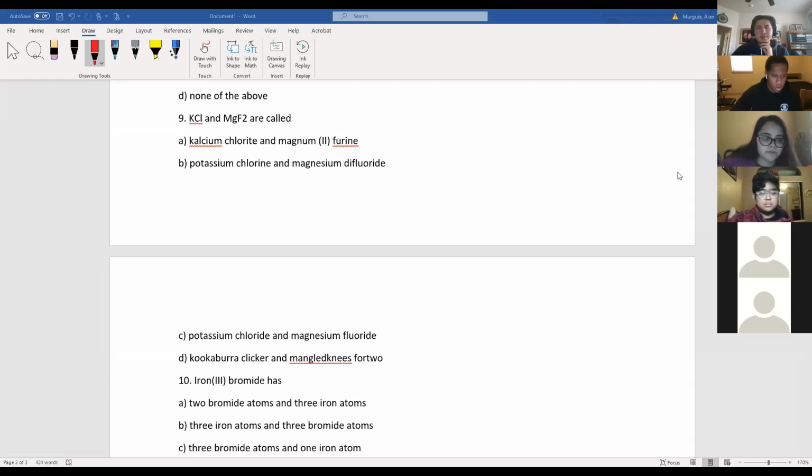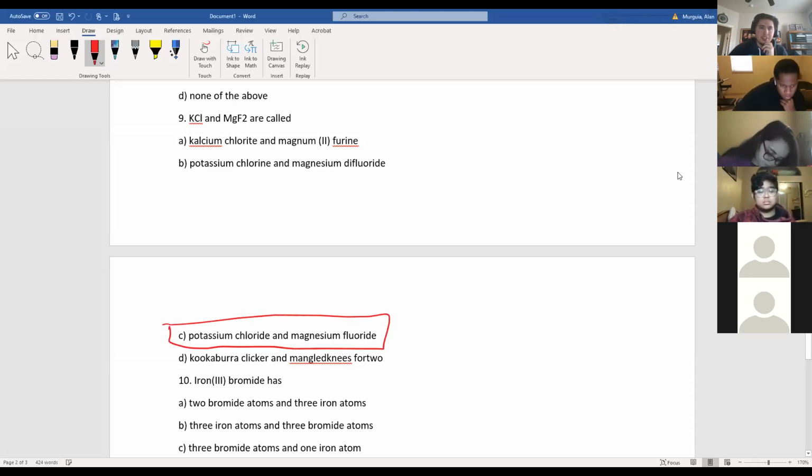KCl would be potassium chloride. C? Wouldn't it be C? Yeah, C. Perfect, exactly. It would be C because remember the reading rules. So with potassium chloride, obviously we have our non-metal ending in -ide, and same thing with magnesium fluoride as well. So why, if it's C, are we not picking B?